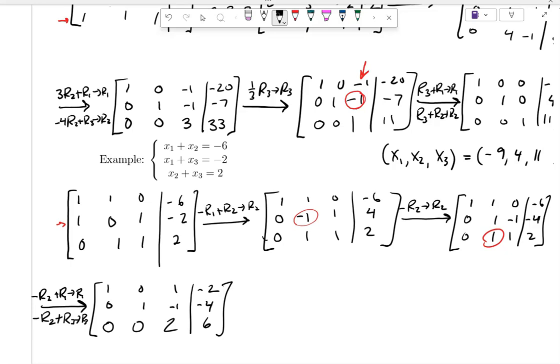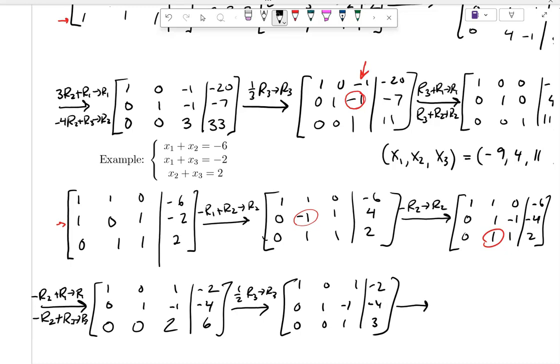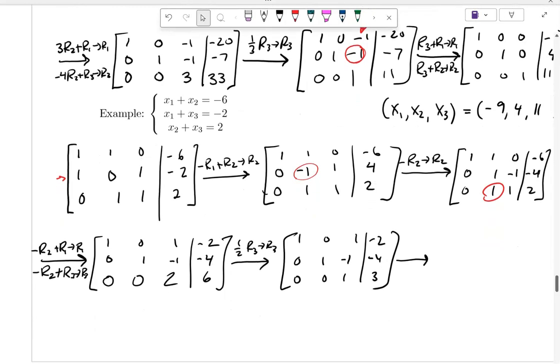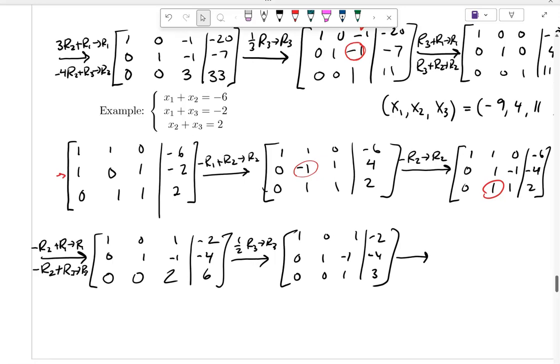All right. The next step now is to get a 1 where that 2 is, right? What do we need to do to get a 1 where that 2 is? Divide by the 2. Good. 1/2 row 3, replace row 3. So we'll get 0, 0, 1, 3 for that last one. And then finally, almost done, you need to get zeros where the 1 and the -1 are above that, right?